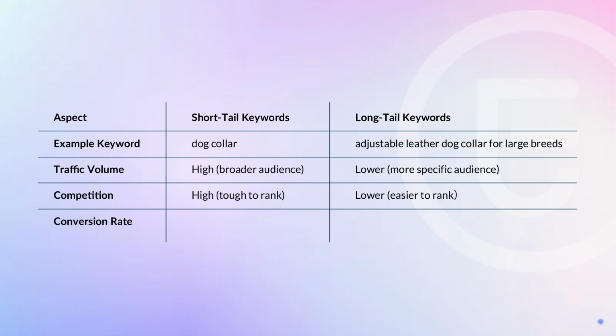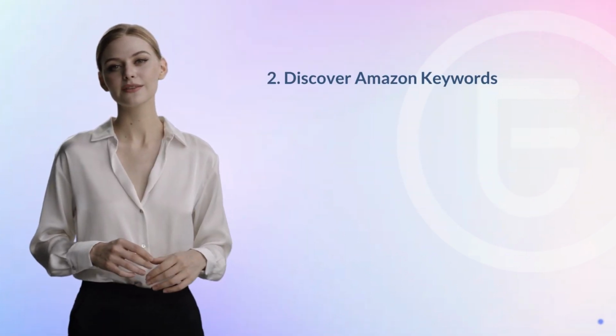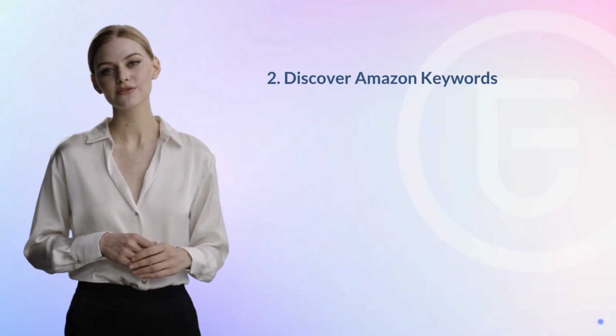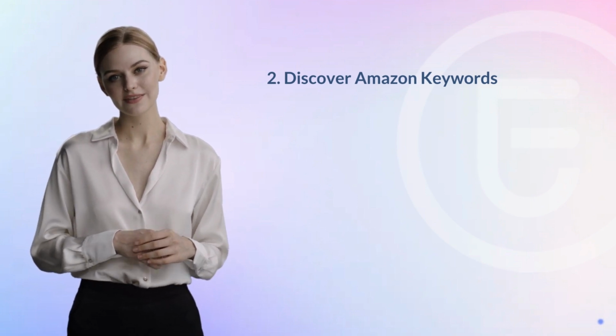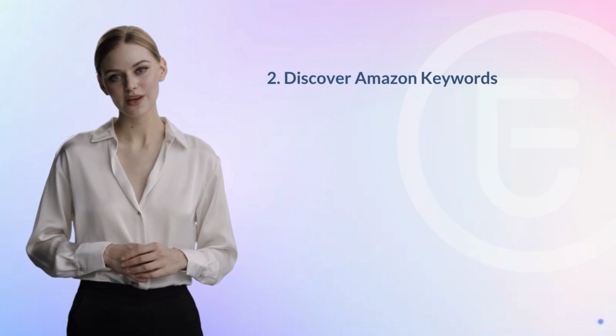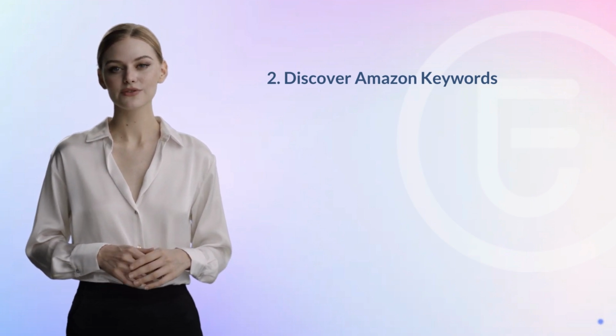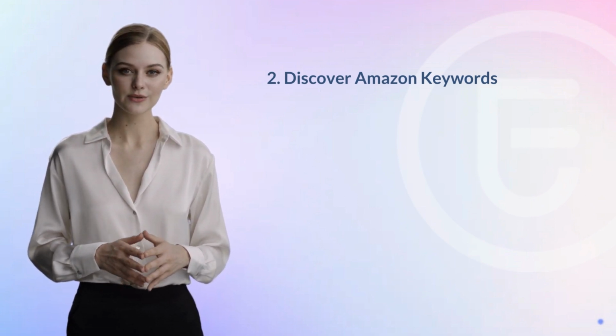You can also try a balanced approach, which involves using both short-tail and long-tail keywords. Short-tail keywords help you capture a broad audience, while long-tail keywords target specific customer needs, increasing your chances of making sales. When selecting Amazon keywords, always choose terms that match customer intent. This ensures your product is more likely to appear in relevant search results, boosting its visibility.